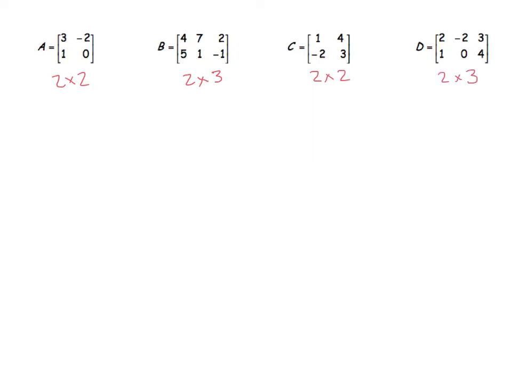So right away, I know that if I'm going to do any adding or subtracting, I can only put A and C together, and I can only put B and D together. I can't mix them up. So if we were asked to find the sum of B plus C, that is not possible, because they have different dimensions.